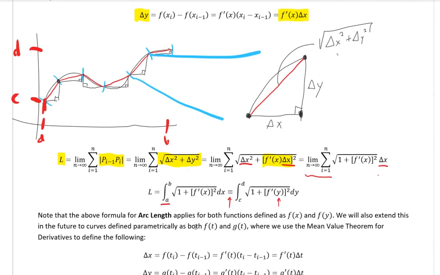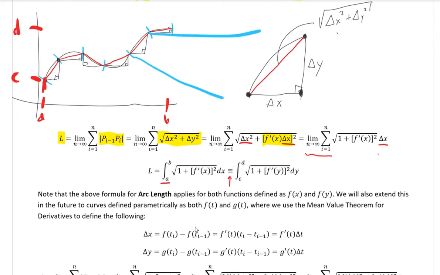So those are going to be the formulas that we use. These two on the bottom here are going to be our formulas for this section for the arc length of a curve. Note that this is for functions that are defined as x or y. However, you can also do this for parametric functions, functions that are defined as time progresses.